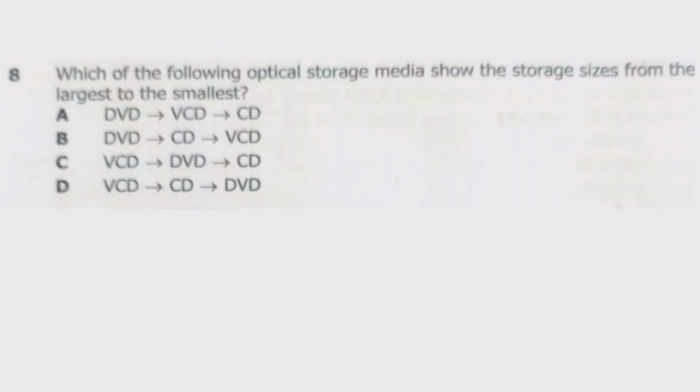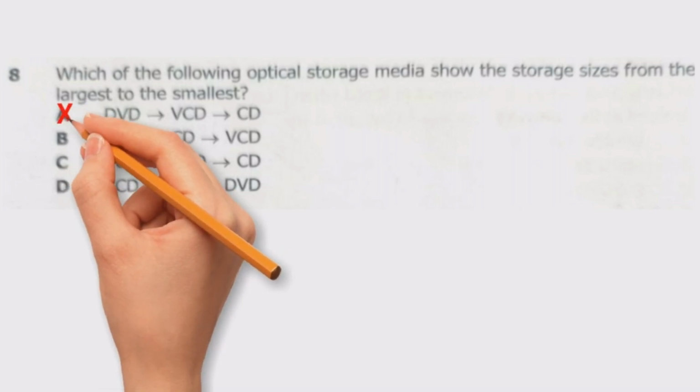Question 8 is as follows. Which of the following optical storage media shows the storage sizes from the largest to the smallest? A. DVD to VCD to CD. That's correct. DVD is bigger than VCD and VCD is bigger than CD. Okay, so A is correct.